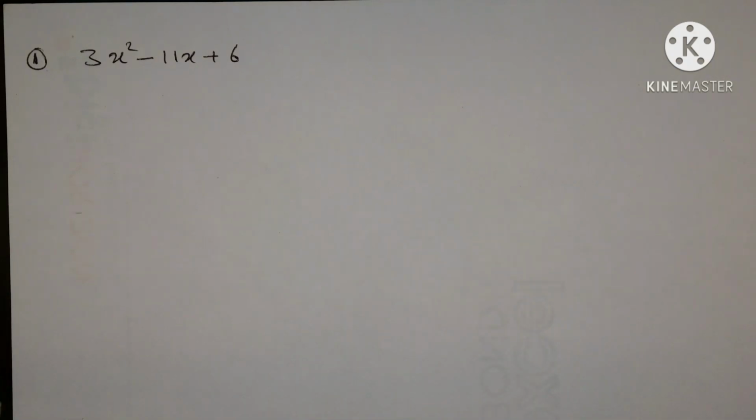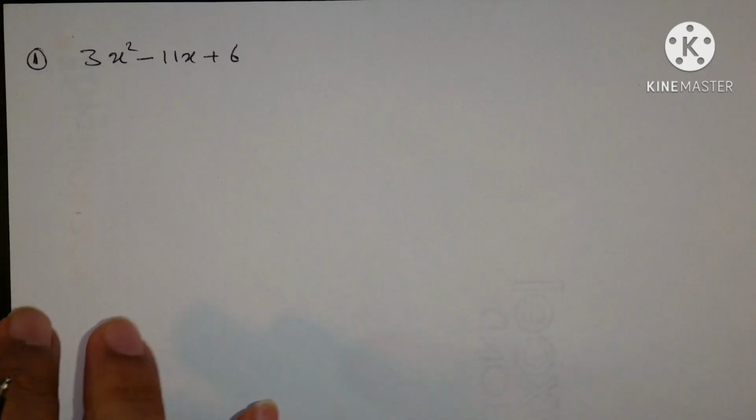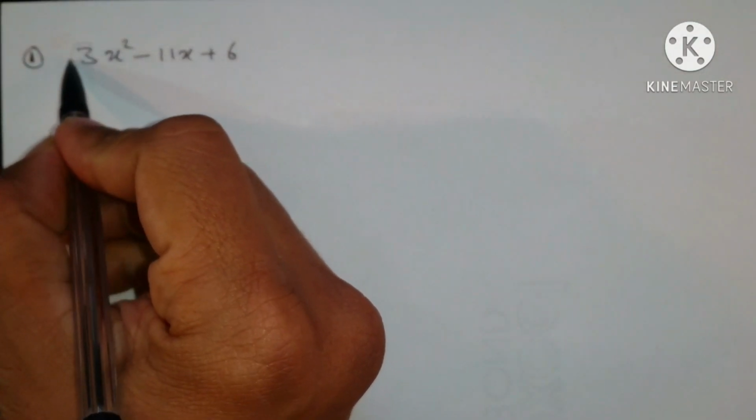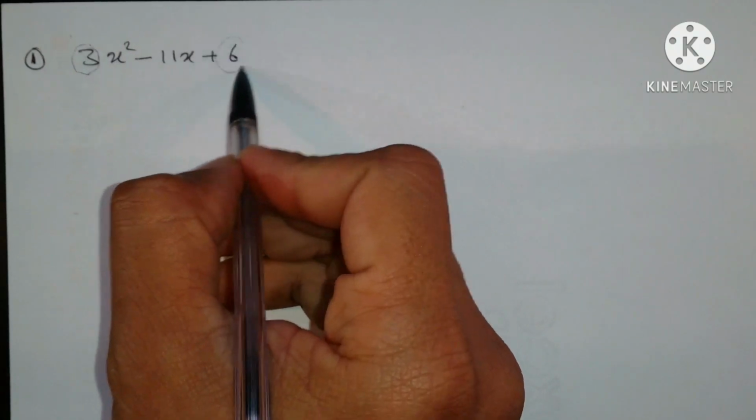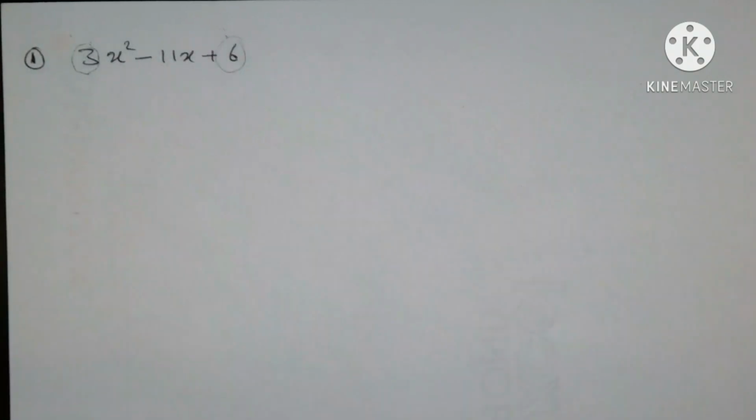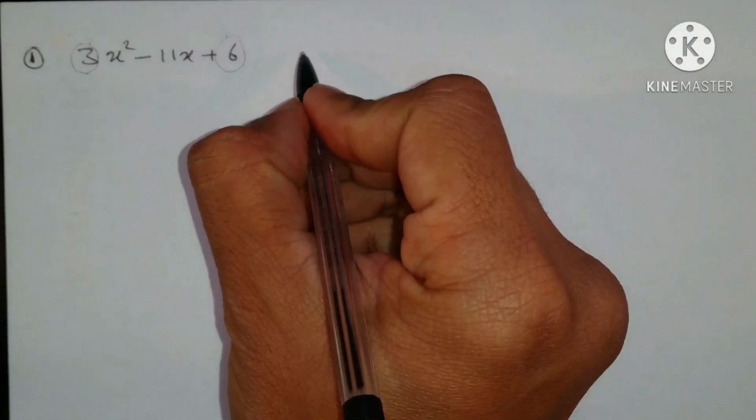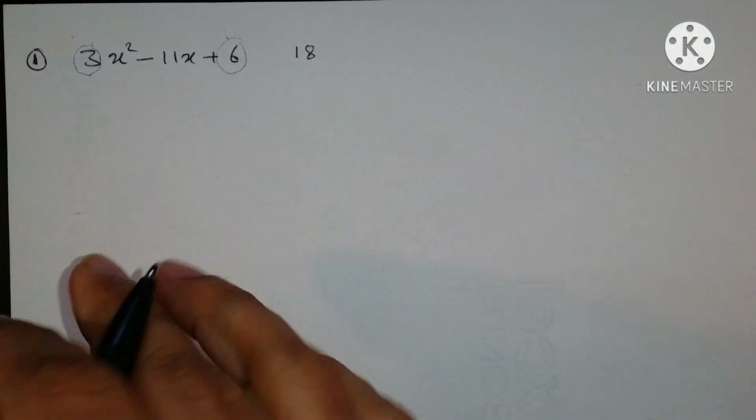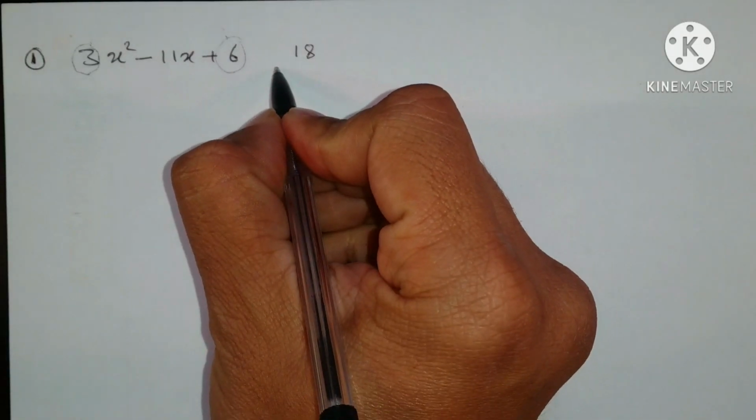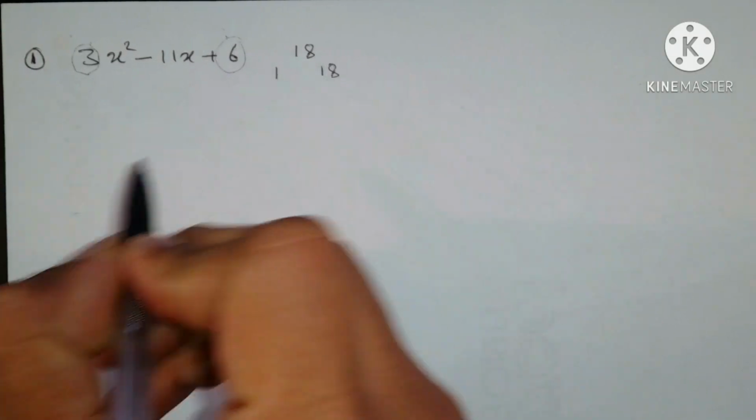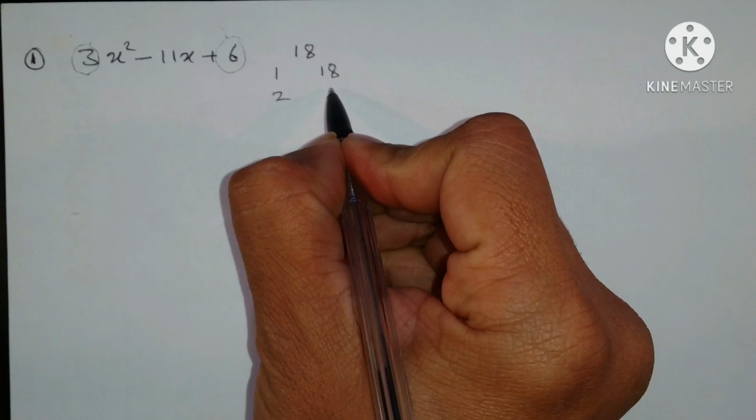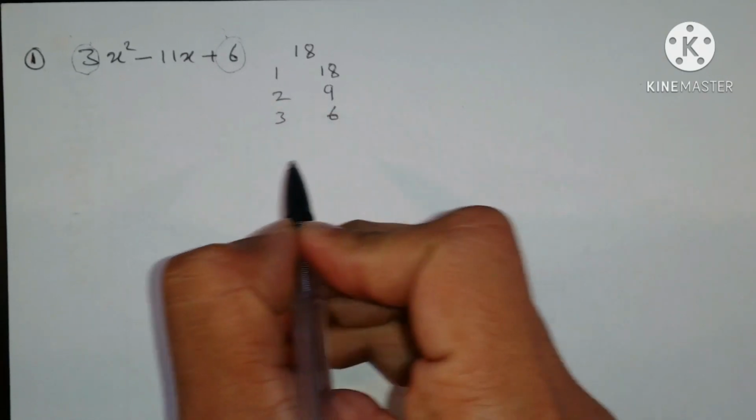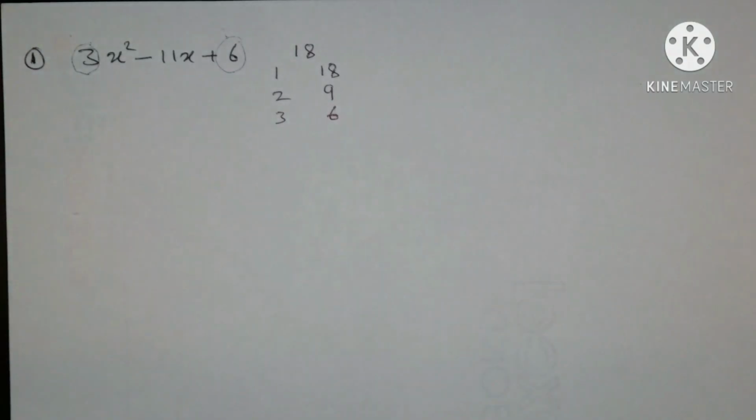I'm going to quickly use a trick to factorize this. So first we are going to multiply the first coefficient and the last one. 6 times 3, which is 18. We'll write down 18. Now we'll get the factors for 18. 1 times 18, 18. 2 times 9, 18. 3 times 6, 18. That's it. There are no more factors for that.